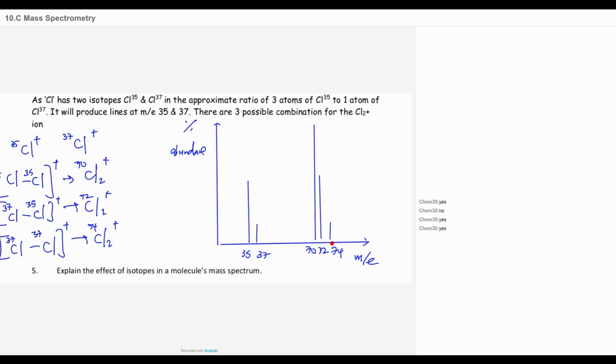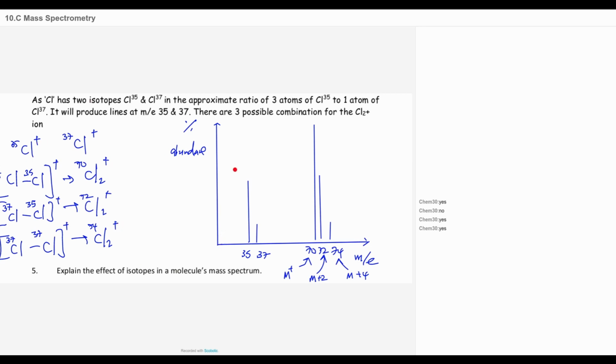So this 70 is known as M plus, molecular ion. This is M plus 2 because it is 2 units next to the molecular ion, and this is known as M plus 4 peak, which is 4 units next to the molecular ion. So 70 is M plus, 72 is M plus 2, which is 2 units next to the molecular ion. This 74 is M plus 4, which is 4 units next to the molecular ion.